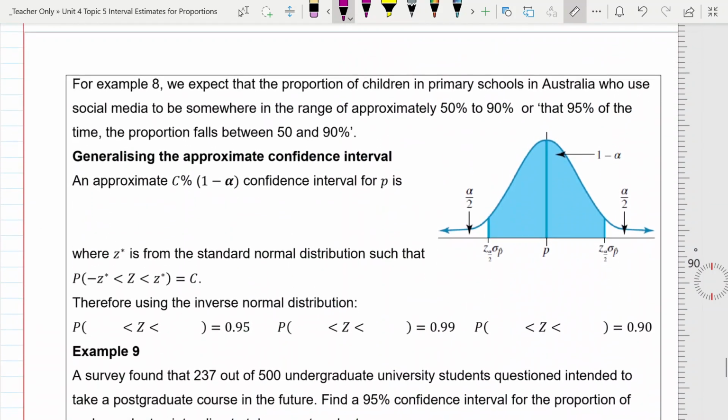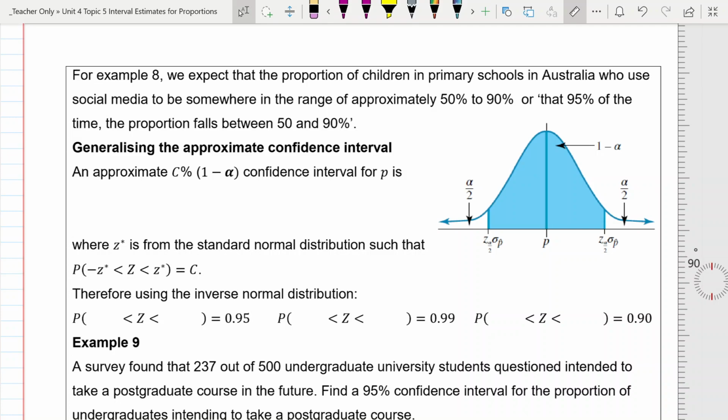So, for example 8, we expect that the proportion of children in primary schools in Australia who use social media to be somewhere in the range of approximately 50 to 90%, or that 95% of the time the proportion falls between 50 and 90%.